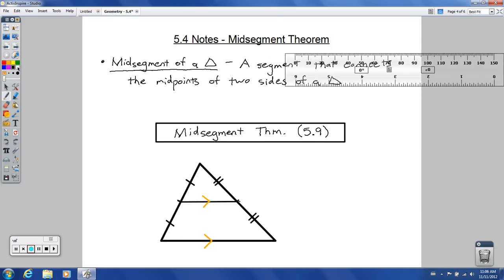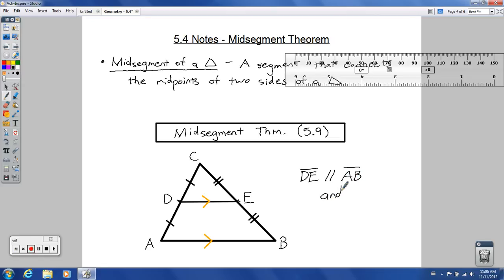So let's over here write down what the midsegment theorem says. The theorem says that we've got to give our vertices some labels here first. This is A. We'll call this triangle ABC, and then we'll call this D and E right here. What it says is that segment DE is parallel to segment AB.